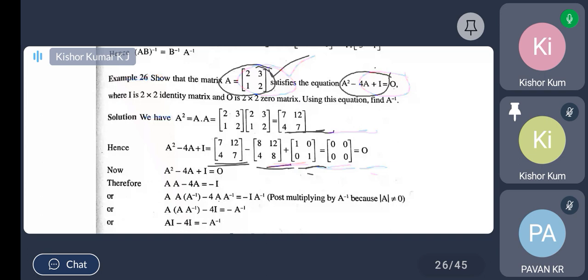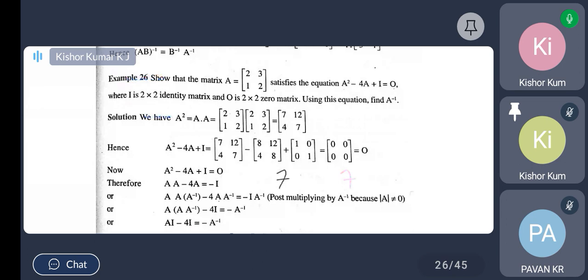So now after this, you can easily observe 7 minus 8, it is minus 1. Minus 1 plus 1 will be 0. You have to add and subtract the corresponding elements. Consider all the first elements: 7 minus 8 plus 1, it will be 0. The set of all second elements: 12 minus 12, that is 0. Again 4 minus 4, it is 0. 7 minus 8, again it is minus 1. Minus 1 plus 1 will be 0. So we have proved that the given equation A square minus 4A plus I is equal to 0.